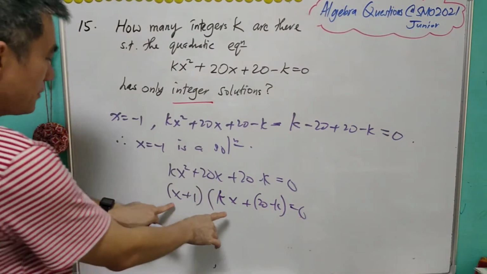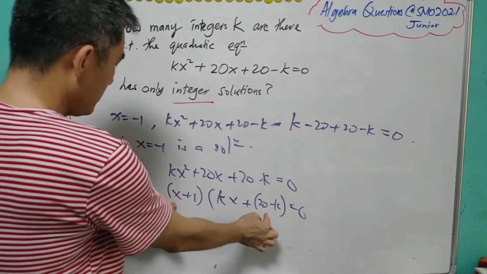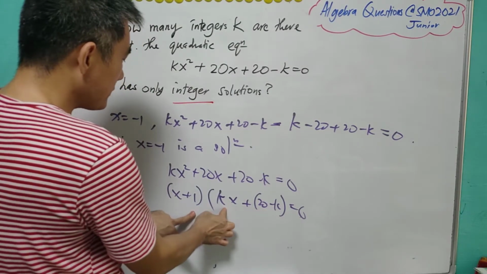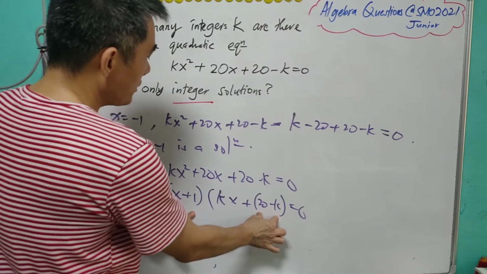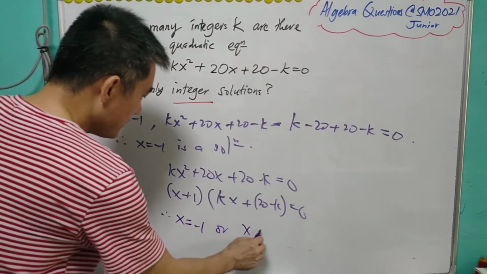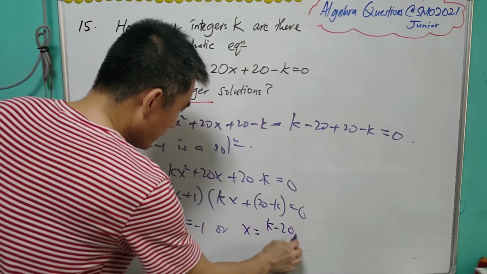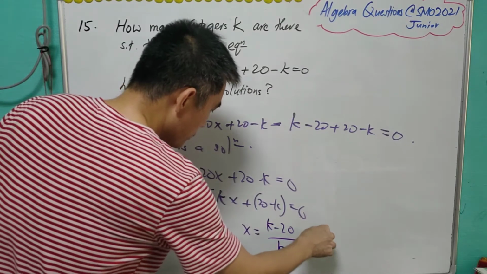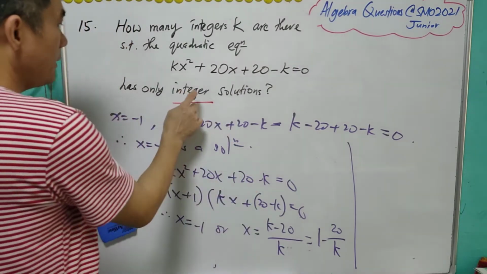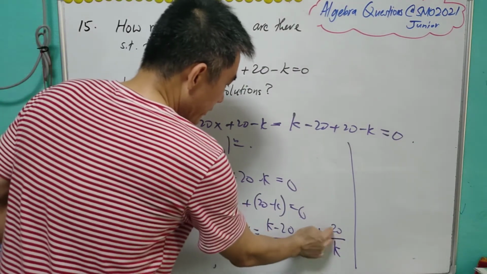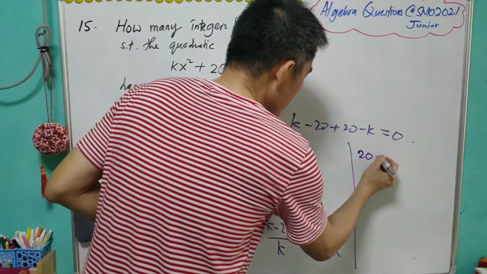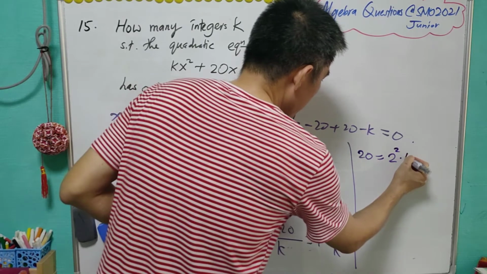So when you expand it, you will have kx squared, 20x, and negative kx plus kx. So we have only 20x and plus 20 minus k. And therefore, x equals -1 or x equals k minus 20 over k, that is equal to 1 minus 20 over k. In order to make x an integer, k has to be a factor of 20.